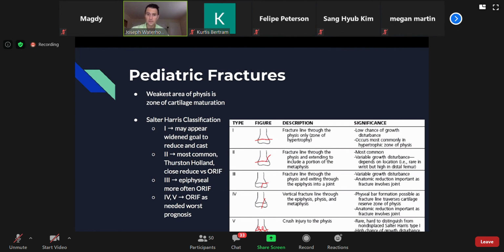So it's easy to make secondary questions off of Salter-Harris injuries because the implications are usually angular deformity if they in fact do have a disturbance of the growth plate.